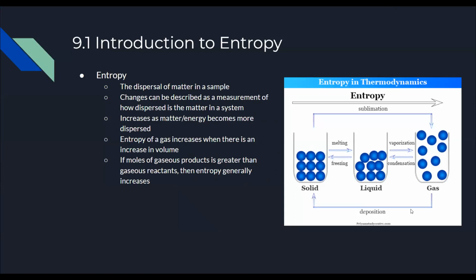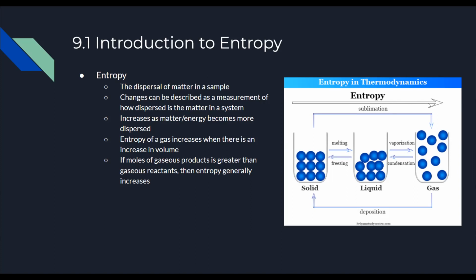So entropy is basically the dispersal of matter in a sample, and changes of entropy can be described as a measurement of how dispersed the matter is in the system. This diagram shows how entropy increases as matter becomes more dispersed, and this is shown through phase changes, with the solid subliming into a gas. As the particles disperse a lot more, from being a solid where they're all together, to a liquid, where they move more, to a gas where they're pretty much anywhere inside the container, entropy increases.